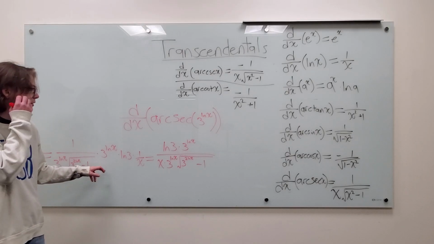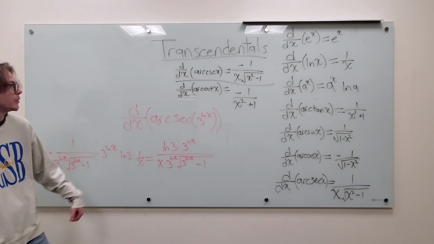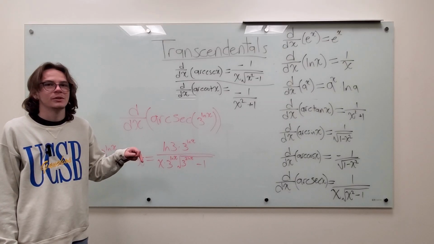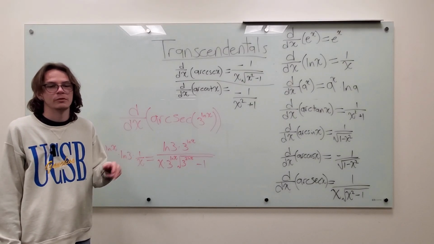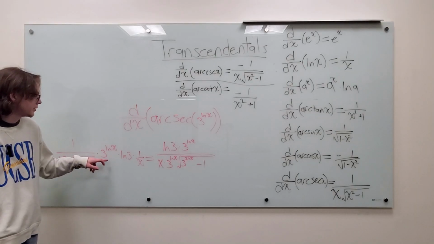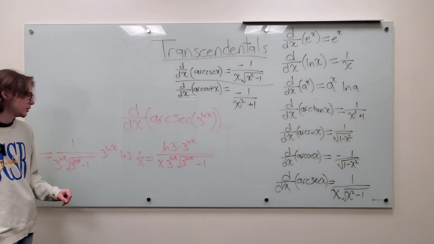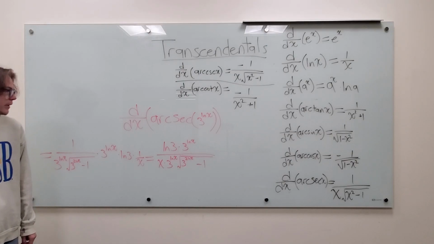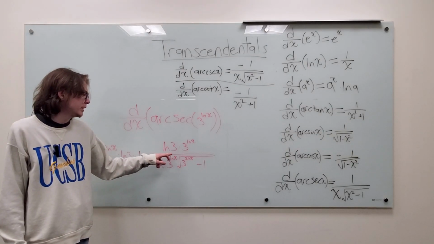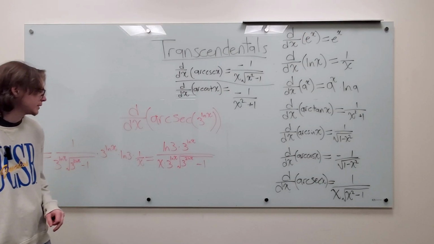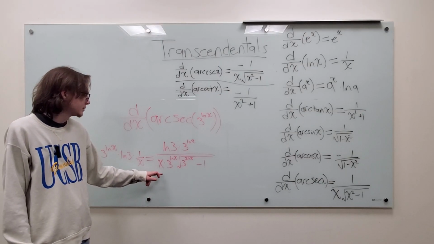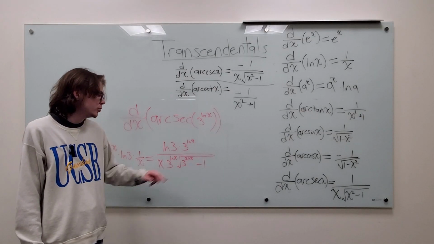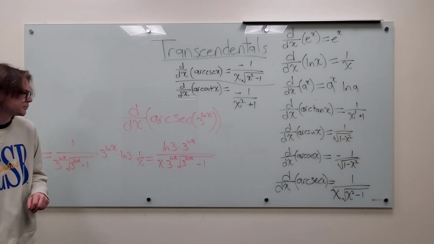And this is, of course, times the derivative of the inside term. So the derivative of a to the u is a to the u times the natural log of a times the derivative of u. So we've got 3 to the natural log of x times the natural log of 3 times the derivative of u, which is 1 over x. So our final answer should be the natural log of 3 times 3 to the natural log of x, all over x times 3 to the natural log of x times the square root of 3 to the 2 natural log of x minus 1.